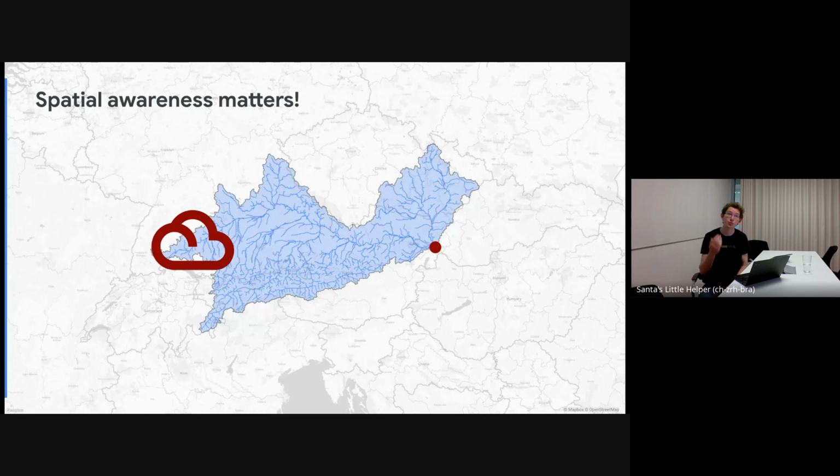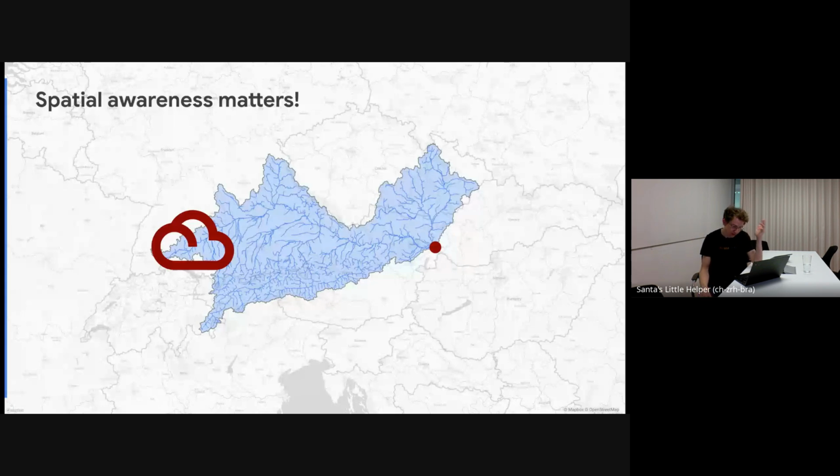And one of the things where the current models struggle is what I called here spatial awareness. So if you consider this example where I would like to make a prediction at this red gauging location, this is actually the Danube in Central Europe, and you have this huge upstream area which covers multiple countries. It's a really large area.